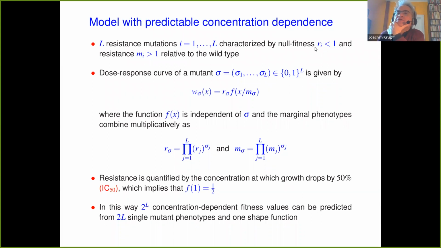So mutant i decreases null fitness by Ri and increases resistance by Mi. And if we now characterize a mutant by a binary string of length L, then we can get its dose response curve by the scaled version of this universal dose response curve, which is independent of the particular genotype. And it only has two parameters, namely the null fitness in front and the resistance, and these combine multiplicatively. So this just means that our sigma is a product of the R's of the mutations that are included in that particular multiple mutant. Okay, so that's the model.